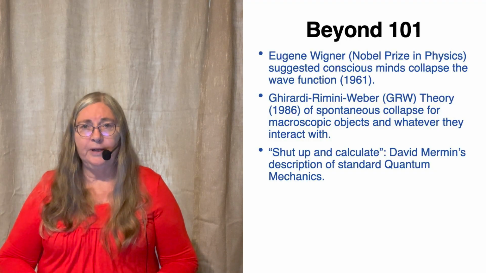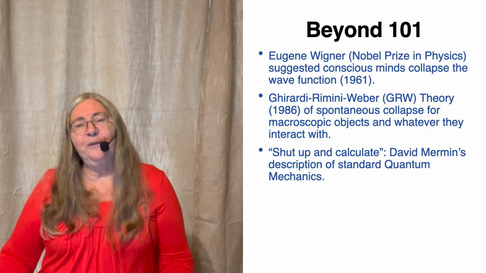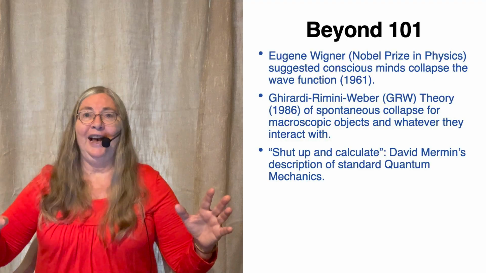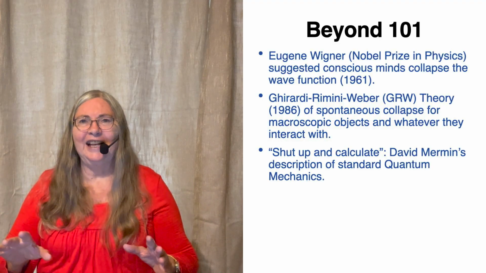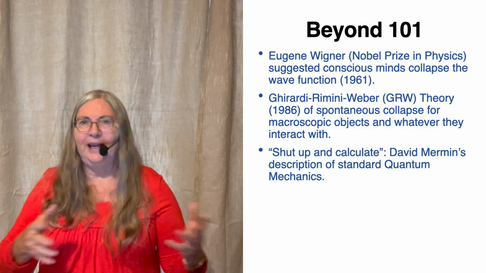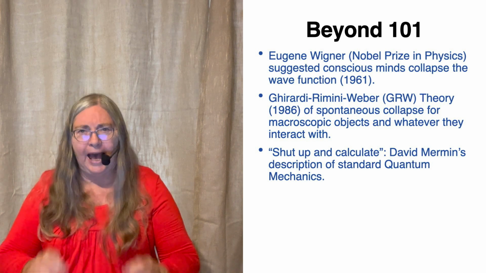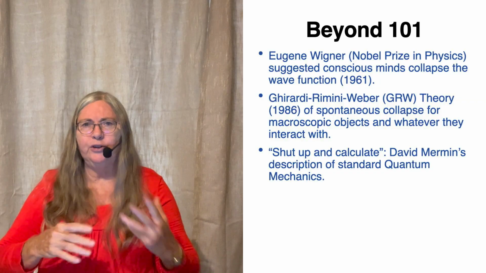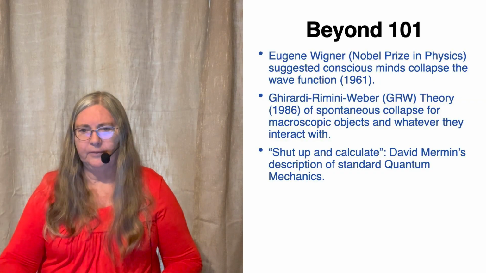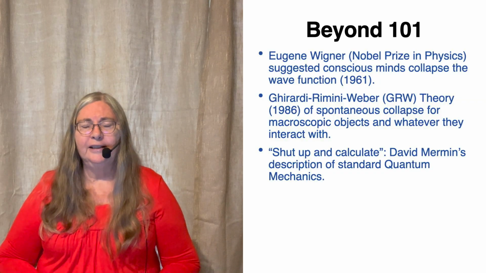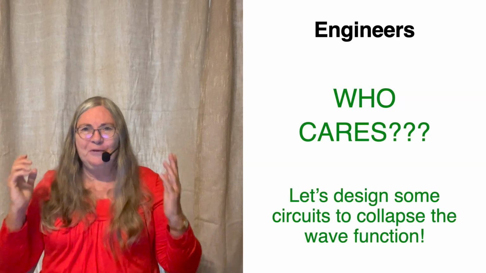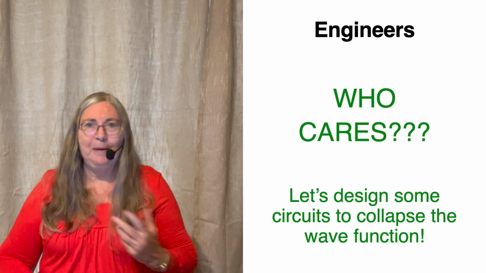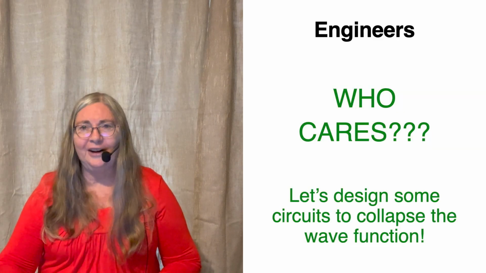Now, David Mermin gave us a description of standard quantum mechanics as "shut up and calculate." And what he was saying is that we just can't agree yet on what actually happens when we do an experiment. We can calculate the results, but we don't understand how we got there. The engineers say, who cares? We've got some great properties in quantum systems that we can use to make products. So we're going to make some products out of this.